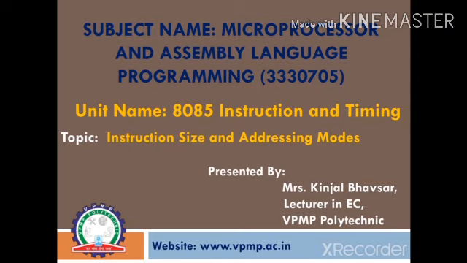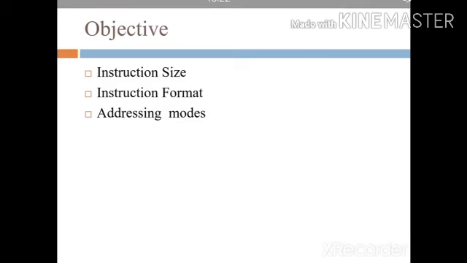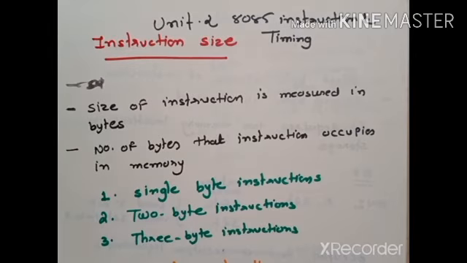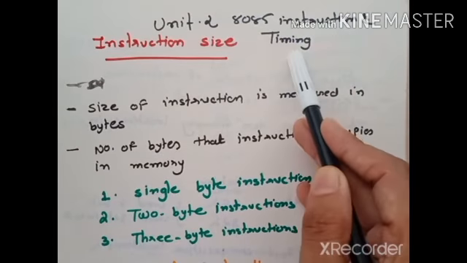Subject name: microprocessor and assembly language programming. Unit name: 8085 instructions and timing. Topic: instruction size and addressing mode. These are the objectives. First, instruction size, then instruction format, then addressing mode type, that means second unit 8085 instruction and timing.